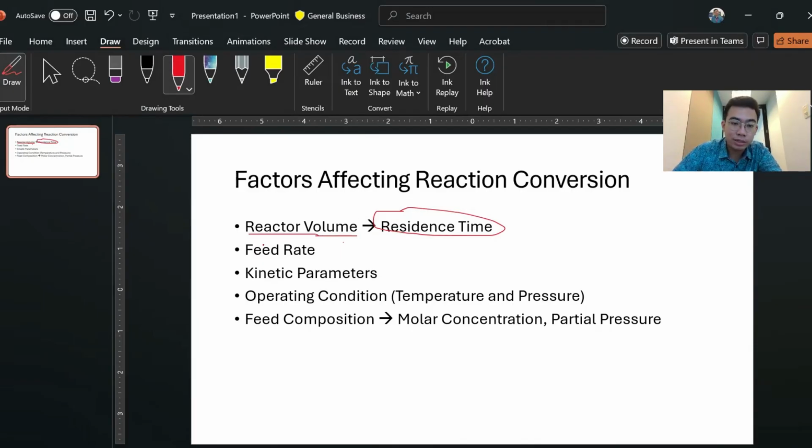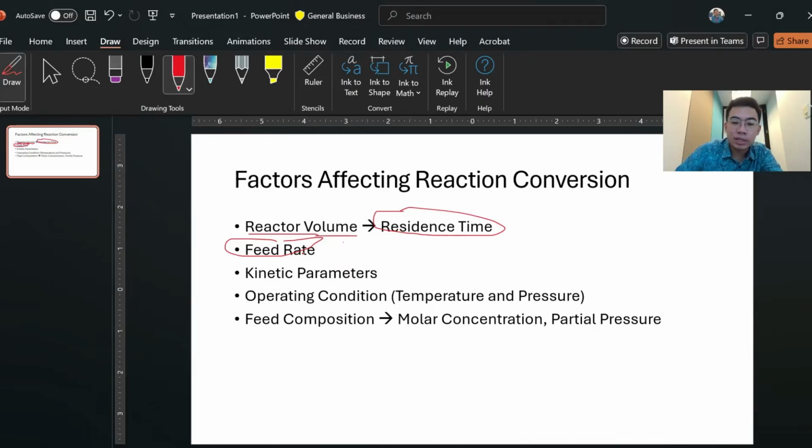The second one is feed rate. Of course, because this is also related to the residence time, since residence time correlates with the feed rate and the volume of the reactor. If you have a lower feed rate, then with the same reactor volume we will have more residence time, so the conversion will be higher.